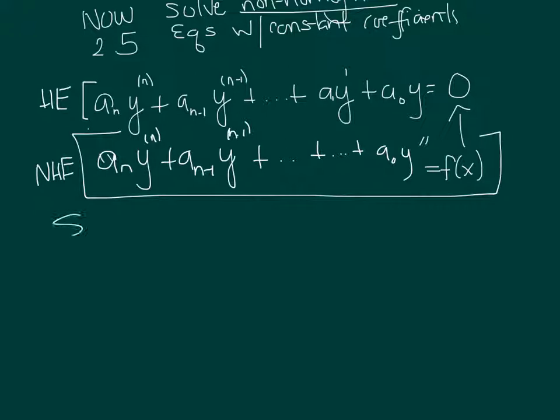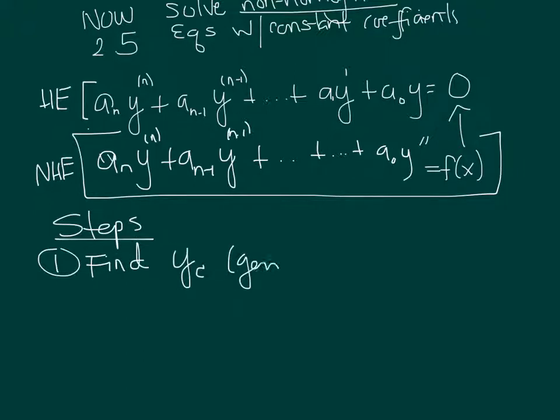So here are just some steps if you like working with steps. Step 1 is you're going to find your y sub c, which, recall from section 2.3, is the general solution to the homogeneous equation, the HE. Sometimes it's called y sub h in other books. This book calls it y sub c, which is y complementary. H is nice because you remember it's the general solution to the homogeneous equation, but we'll use y sub c to be consistent with the book.